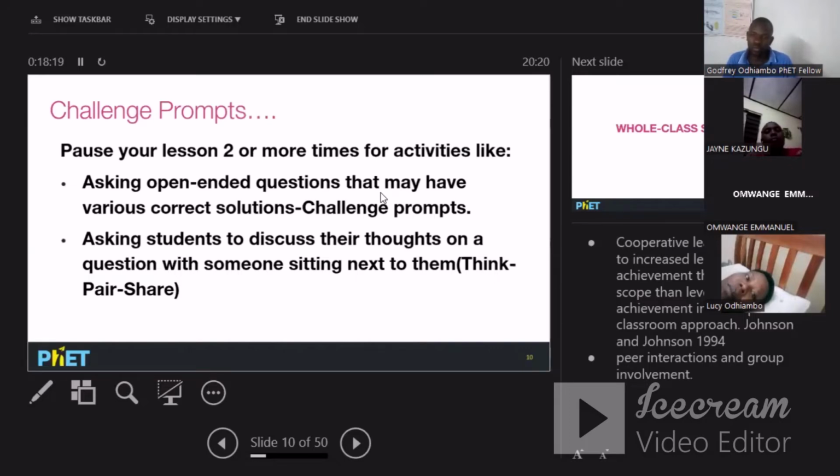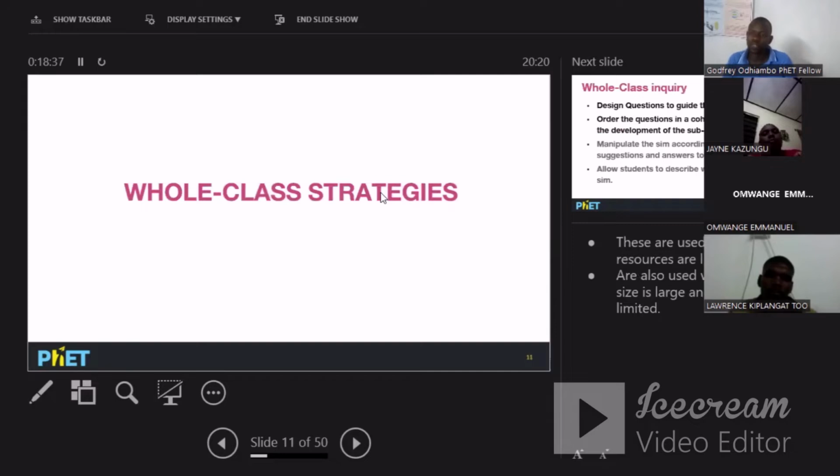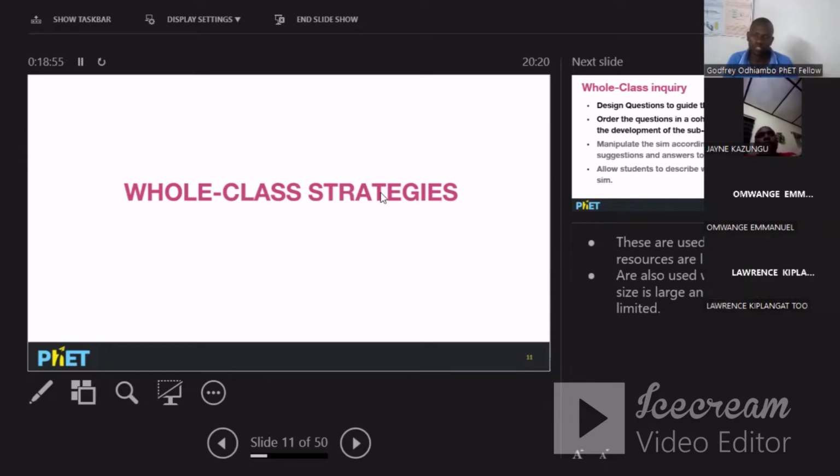Now, in Kenyan schools, because of a lack of resources, we have certain types of teaching pedagogies that help in the classroom. These are called whole class strategies, and mostly they are used when the laboratory is not well equipped, and maybe the teacher has no time, or the number of students is enormous, like maybe 60 or 40, and the quality is limited. Therefore, the teacher can use whole class strategies.